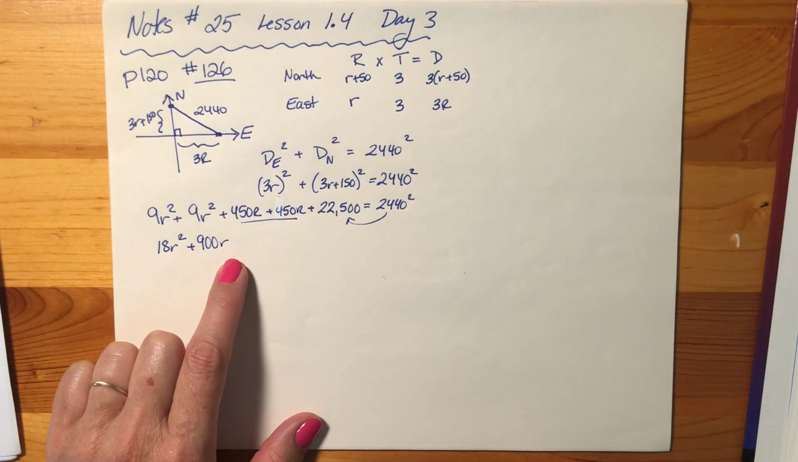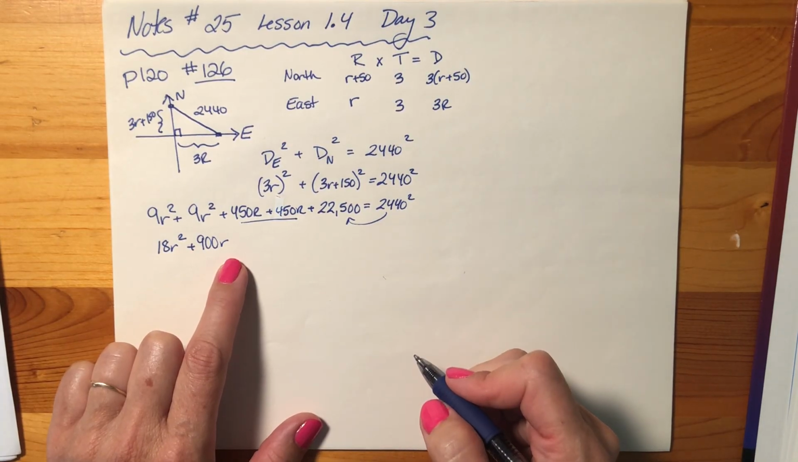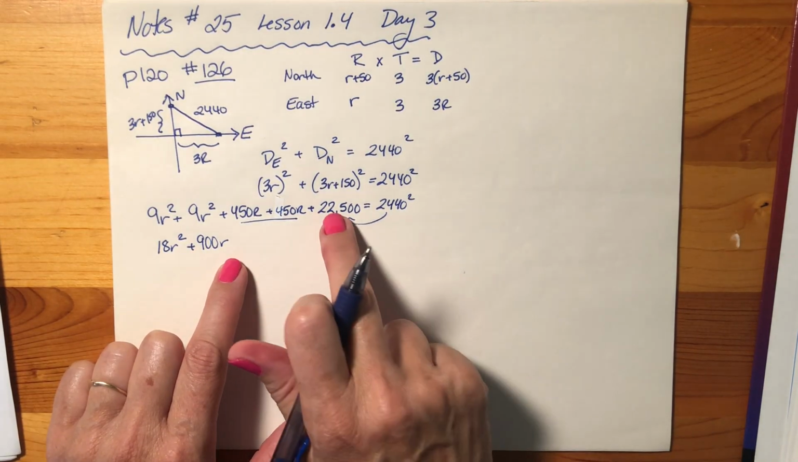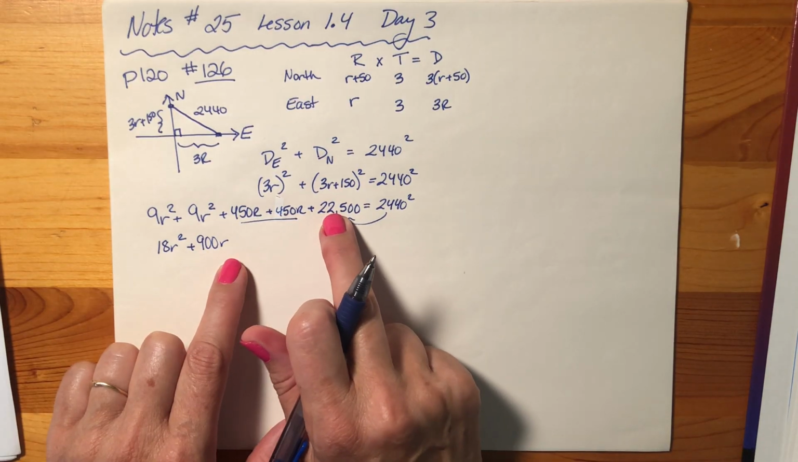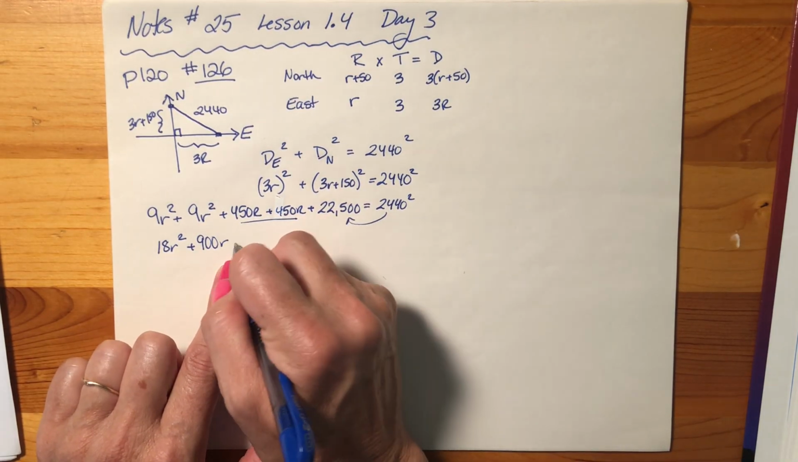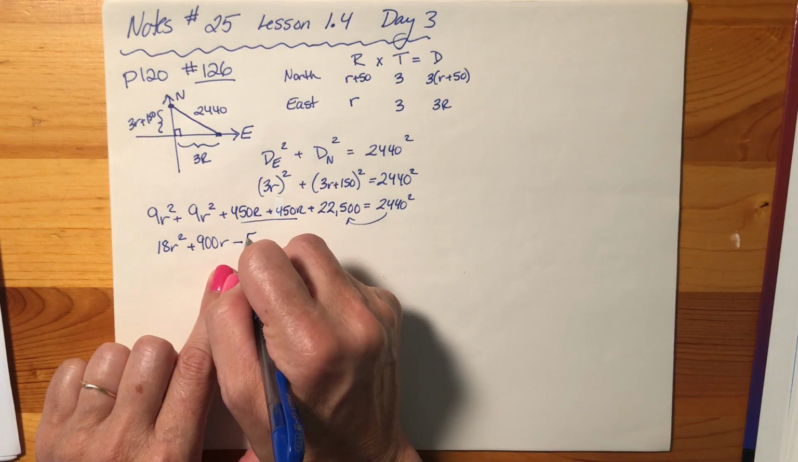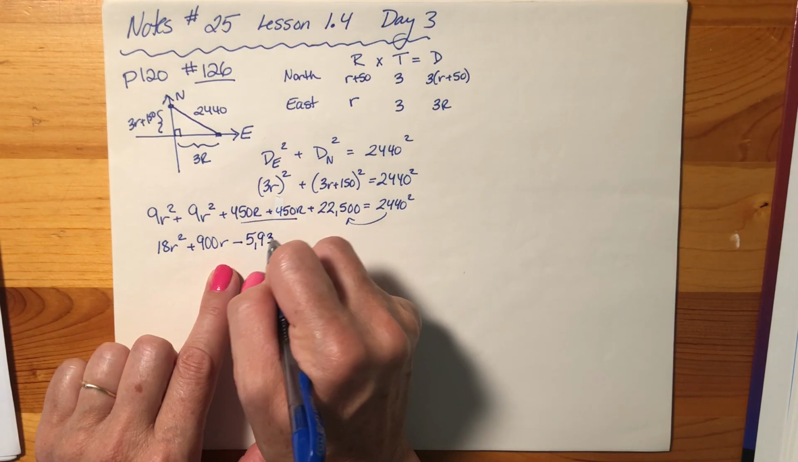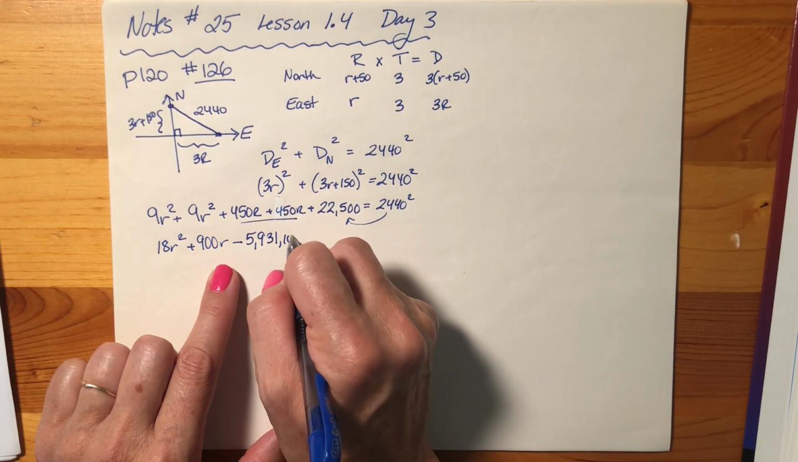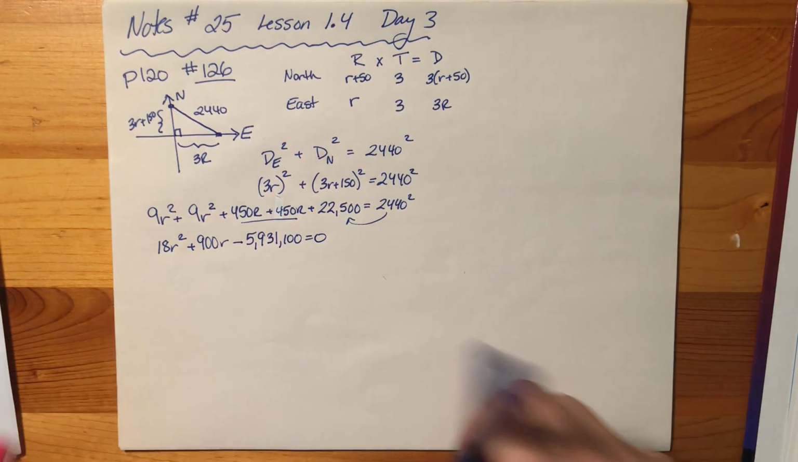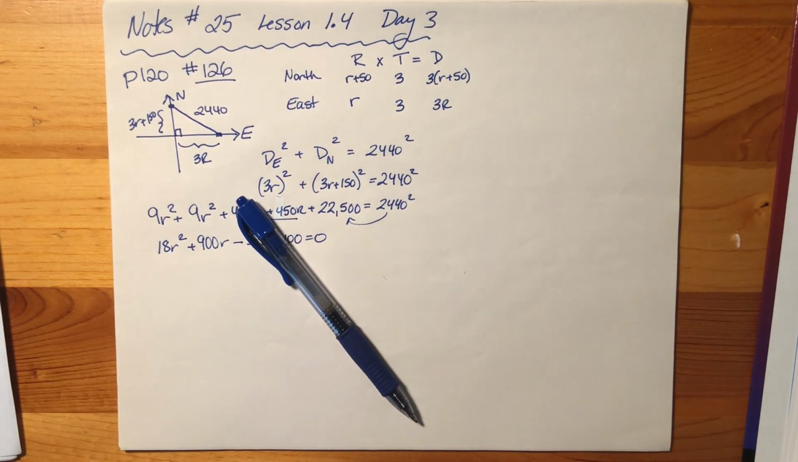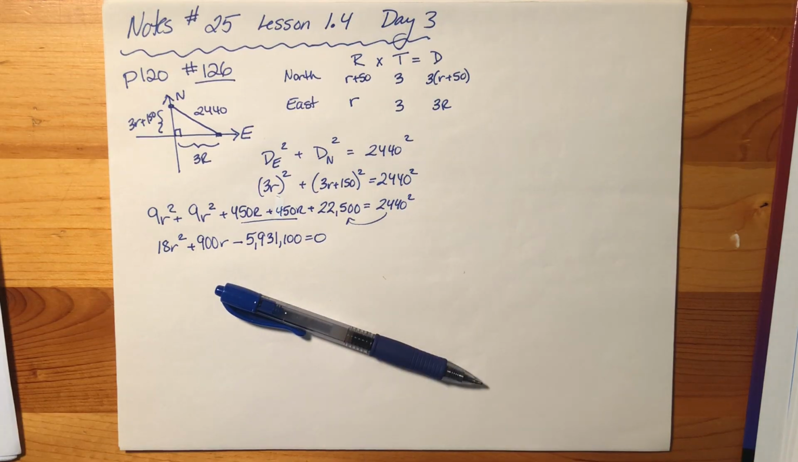Yeah, so on your calculator, you're going to put in 2,440, square it, and then take away the 22,500, and that's going to leave me with negative 5,931,100, and that's equal to 0. All right, well, we got an equation. All right, we're good to go. Got an equation. I'm ready to solve it.